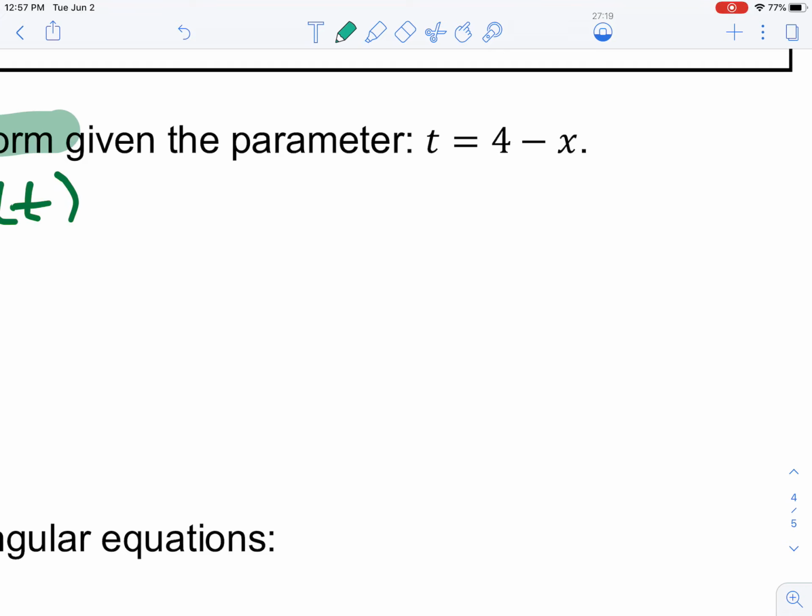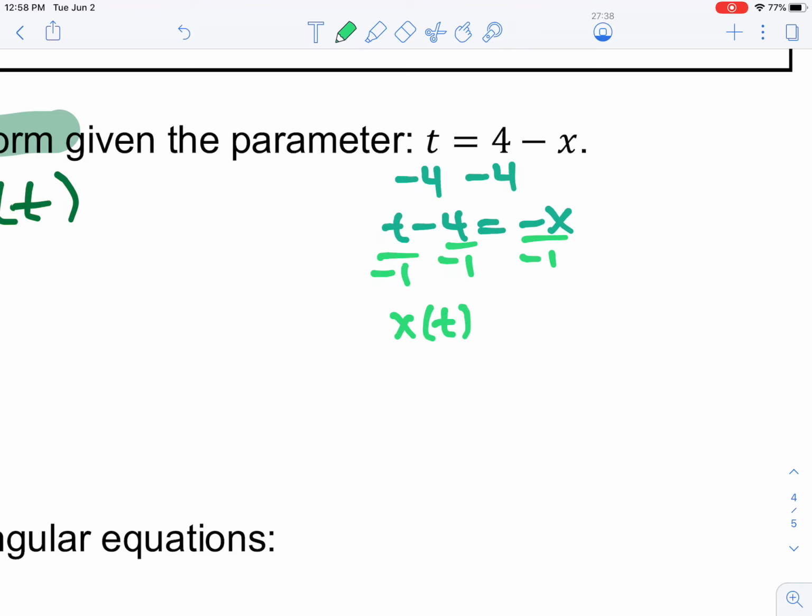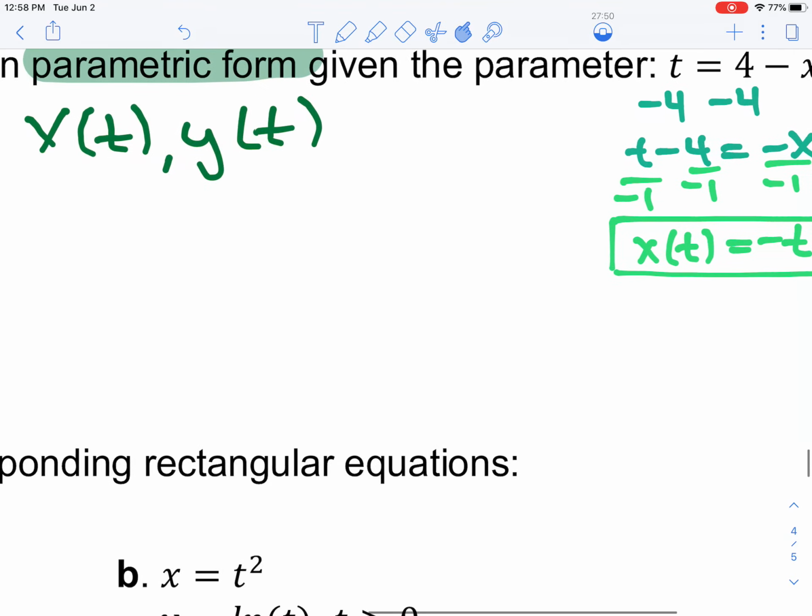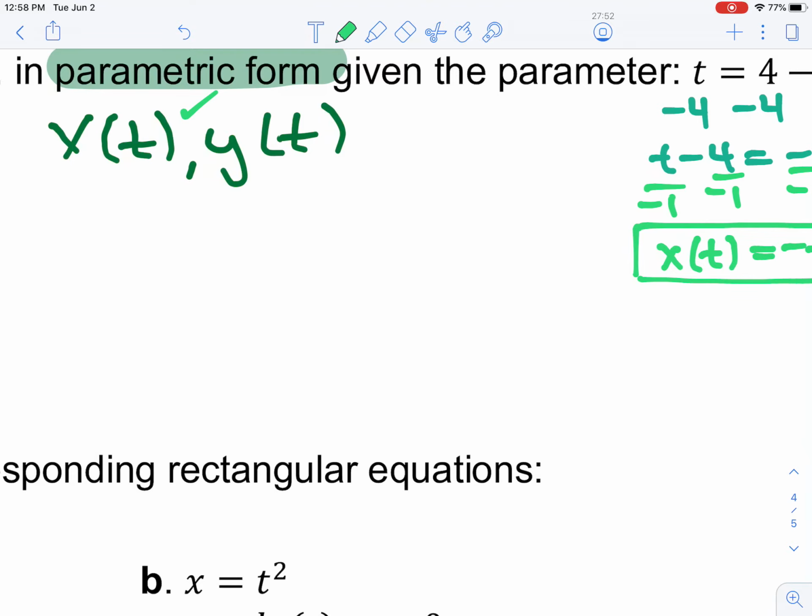You can subtract over the 4 and you get t minus 4 equals negative x, and then we can divide out negative 1 to all of these terms, and that tells us that x, which I'm going to write as x of t just to remind myself that x is a function of t, x of t equals negative t plus 4. So we're actually halfway done, right? What we've just done is we found our x of t equation, okay?